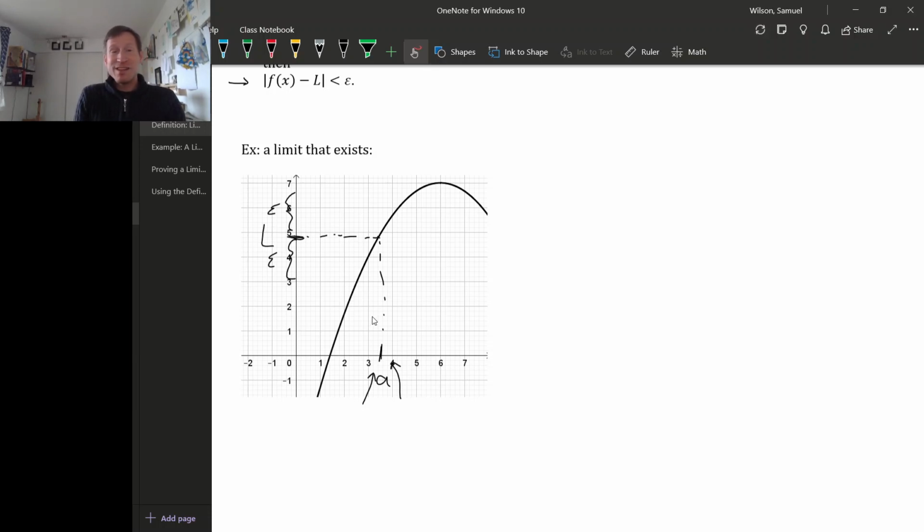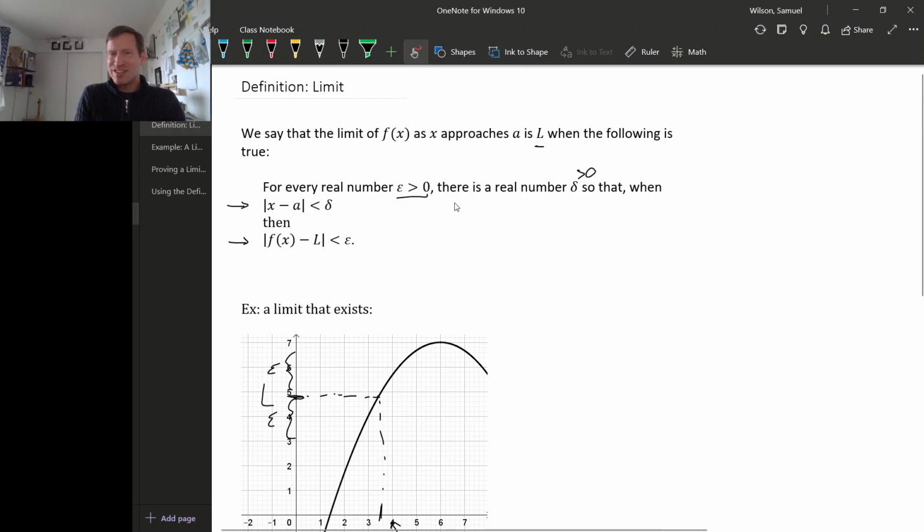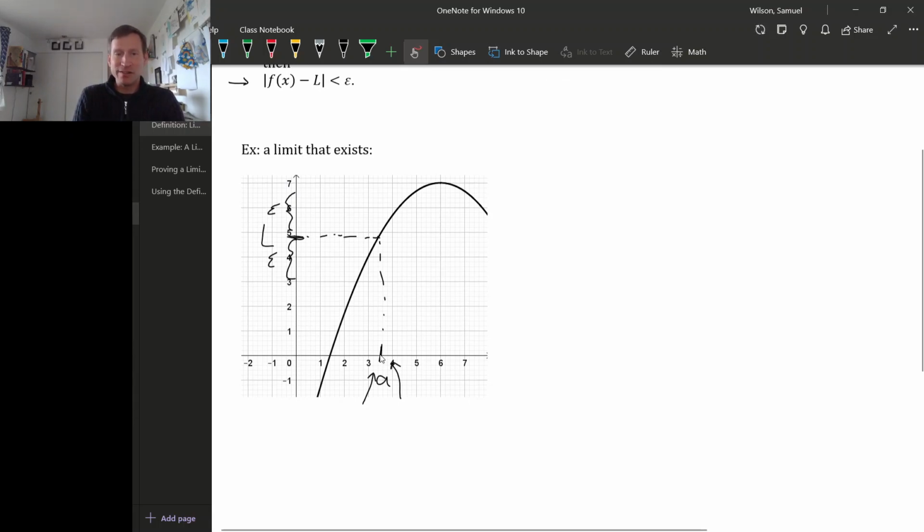Now, one funny thing about this definition is there just has to be some real number delta for this epsilon. It doesn't have to be anything in particular. We don't even need it to be as large as possible. We could choose a very small delta. So in our y values, we could make this be delta.